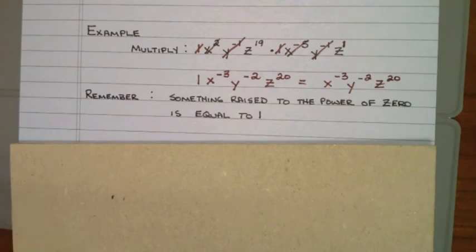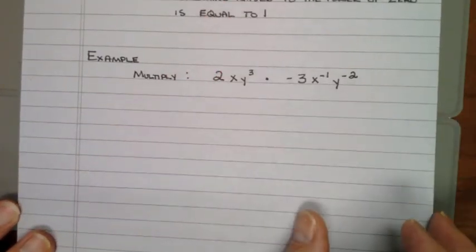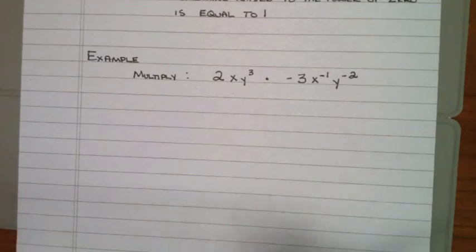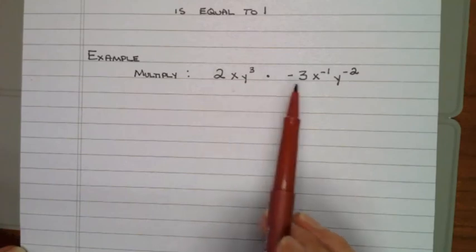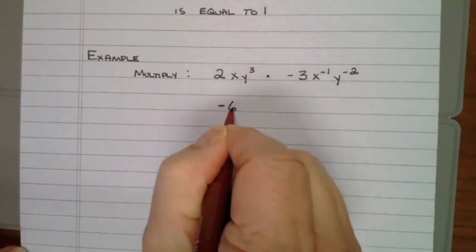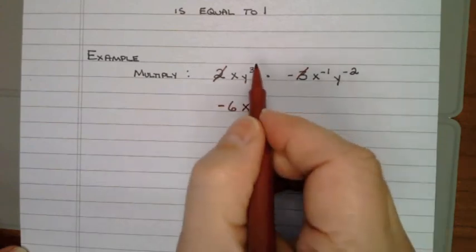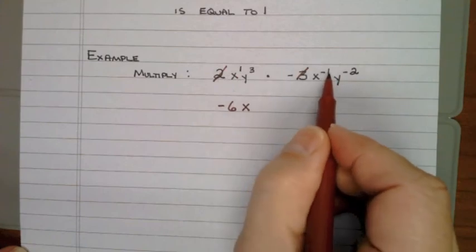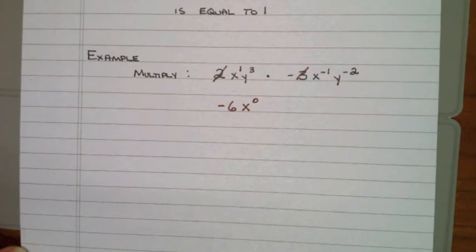Another rule that we need to remember is if something is raised to the power of 0, it's equal to 1. Here's an example of what I'm talking about of something raised to the 0 power. I'm going to go through my rules again. The first thing I need to do is multiply these big numbers together, the coefficients. 2 times negative 3 is negative 6. I multiply my x's together, and the way I do that is I add my exponents. I've got a 1 right there, a negative 1 right there. 1 and negative 1 give me 0.